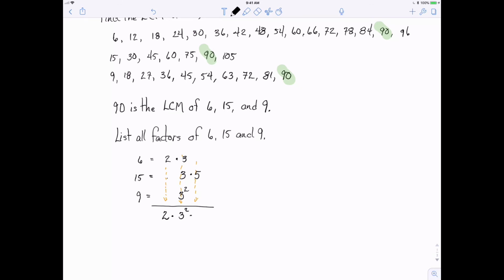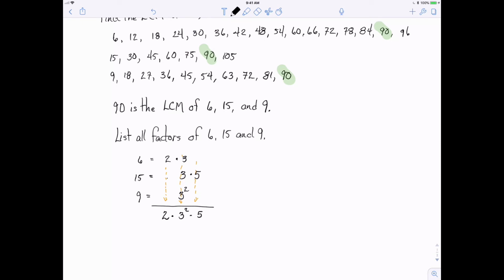When we come to the 5s in the next column, 6 has 0 5s, 15 has 1 five, and 9 has 0 5s. So the highest count of 5s is 1. So we need 1 five.